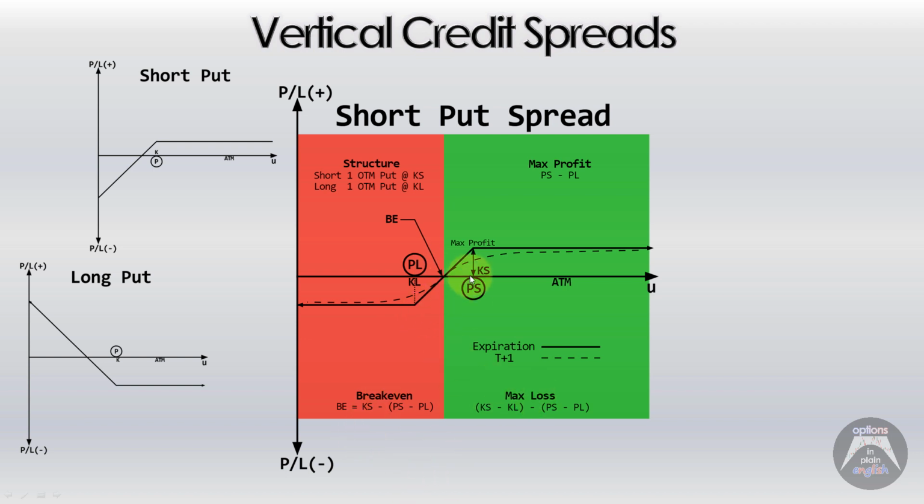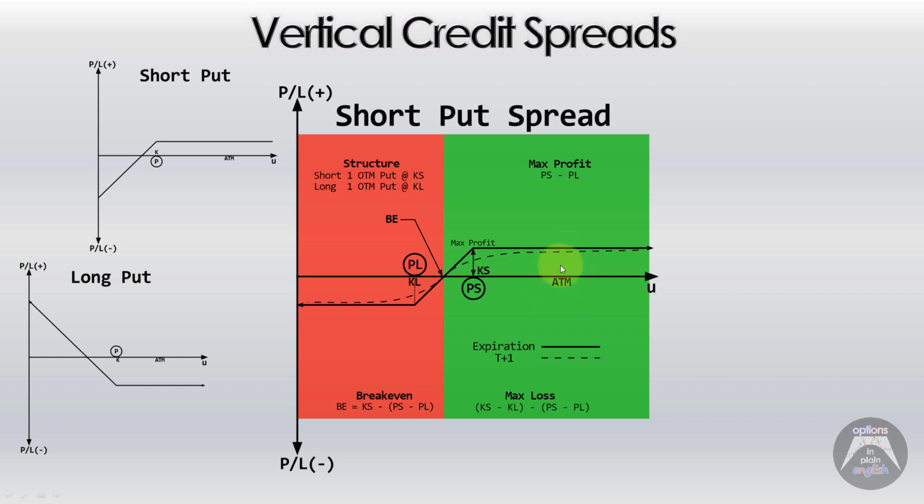The break even is going to be the strike price of the short put minus the credit that you received, PS minus PL. So if you look at this position, you can notice a few things. Number one, this is a bullish position, even though it's made up of puts. Number two, time passing is going to be beneficial to you, because let's say the price is here and it stays here and time starts passing.